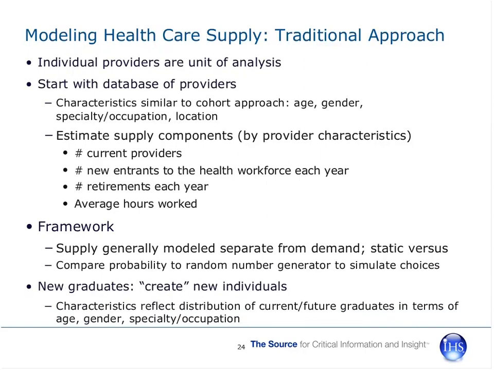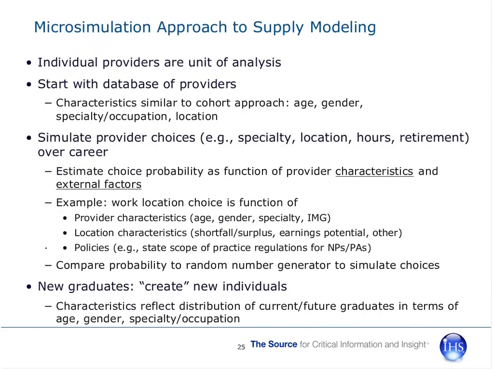Okay. The work that we're doing with HRSA, and also similar to the work that the Shep Center is doing on physicians, uses a microsimulation approach to supply modeling, where we're doing essentially the same thing we were doing with cohorts, but now we're doing it with individual providers as the unit of analysis. So you might start off with a licensure database and drop all the people in there that are not currently active, and that becomes your starting supply.